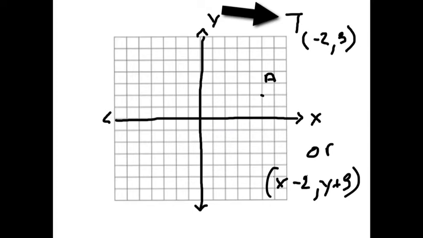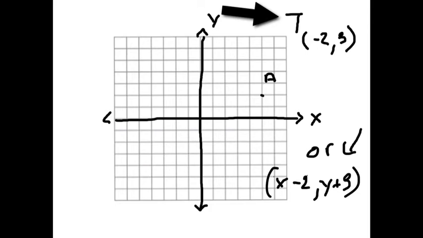Or, like you see on the bottom, you can just have x minus 2, y plus 3, where you would take the coordinates of your point and simply plug them in for the x and the y, and that will tell you that the x will move left and the y will move up, because it's a subtraction for the x, which moves it left, and an addition for the y, which moves it up.